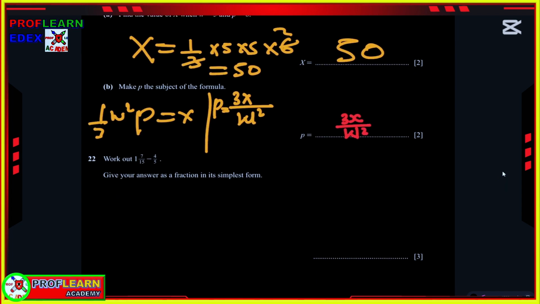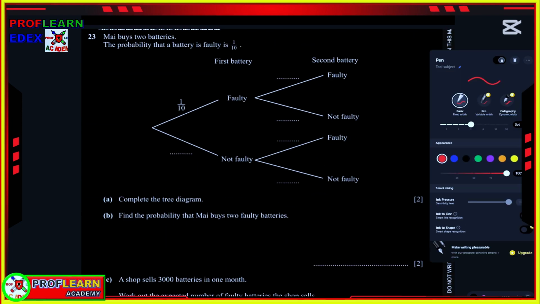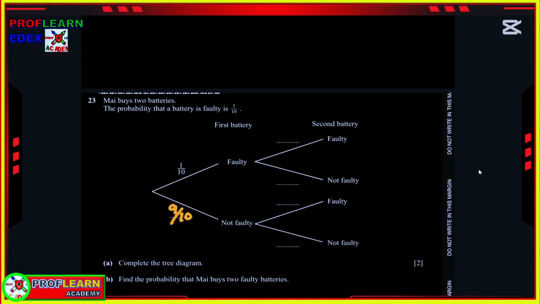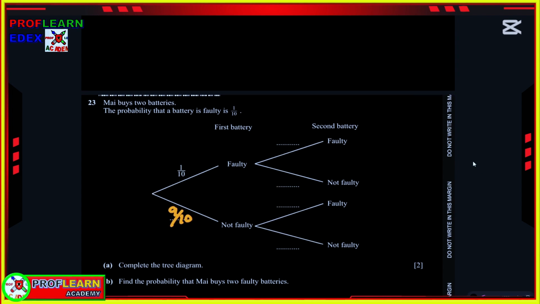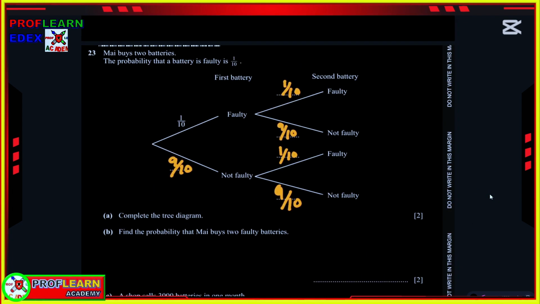And about fractions, working with fractions is another area you need to know. If you are given a mixed fraction, you need to express it as an improper fraction, and then you can now simplify. Another area is probability. If you are having 1/10, that's faulty. If faulty is 1/10, non-faulty will be 9/10, because the probabilities add up to 1. So that would be 10/10 minus 1/10. So you can be able to complete the probability diagram, and then maybe you can answer questions.